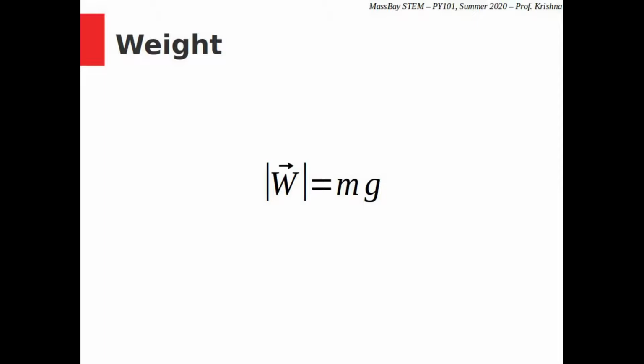So for example, if you were in intergalactic space, far away from any planets or stars, your mass would still be the same as what it was on Earth because the amount of stuff in you has not changed. But your weight would be 0. You would be feeling no gravitational forces at all.